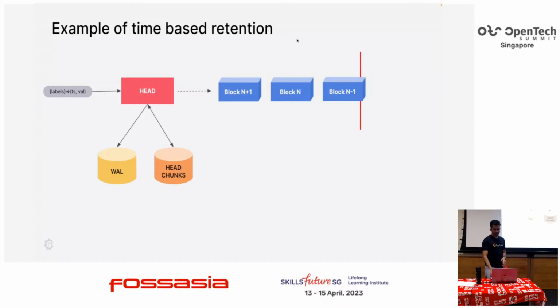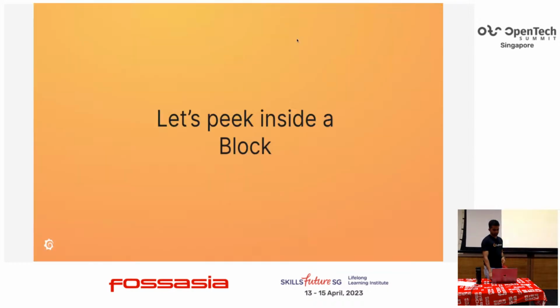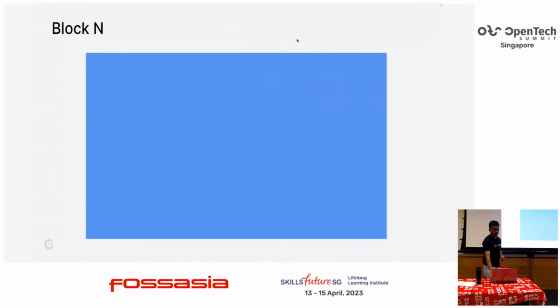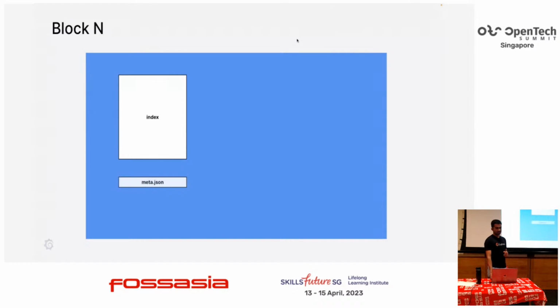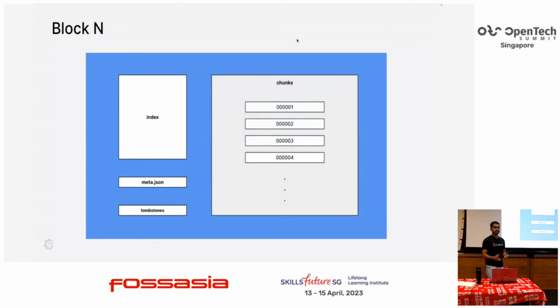Let's dive a little deeper into a block. Inside the persistent block, which is created out of a head block, it contains an index which maps all the data that's present in the block. It has a meta file telling all the important information about the block, which will let you decide how and when to query it. Tombstones for deletion, we'll come to it soon, why we need tombstones and why we can't delete the data from the block immediately. And there are the chunks themselves.